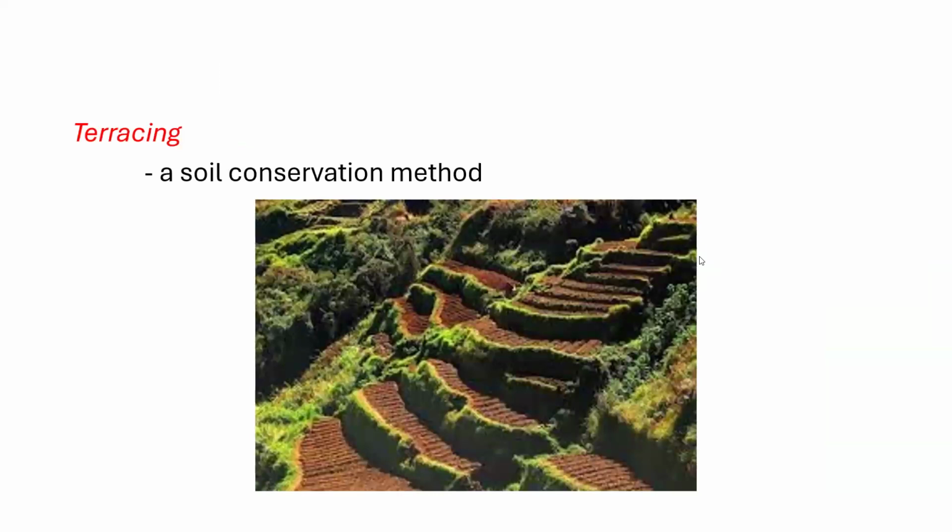Then dito naman, we have here terracing. Terracing is not a form of tillage operation, but is a soil conservation method. So in terracing, the slope of the land is modified into a series of successively flat surfaces to minimize the slope and to prevent erosion. Okay, so let's now proceed to the next chapter or next aspect of our discussion.